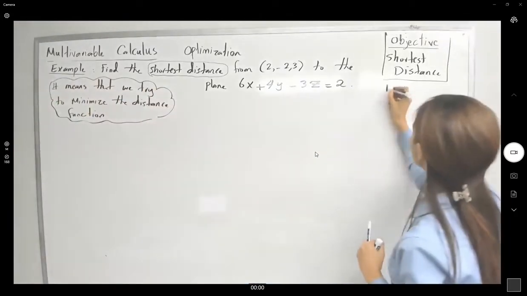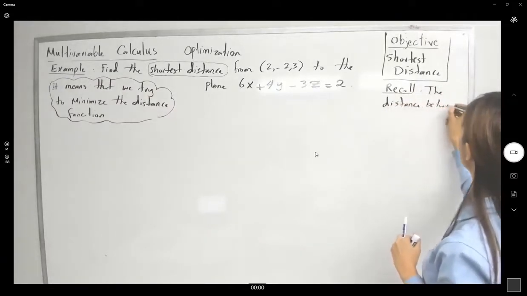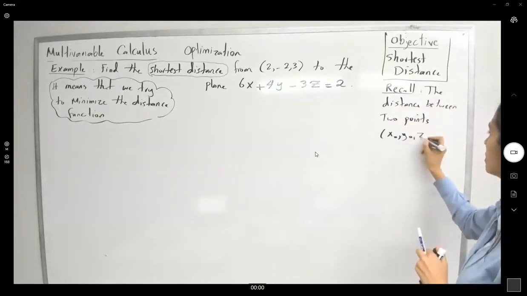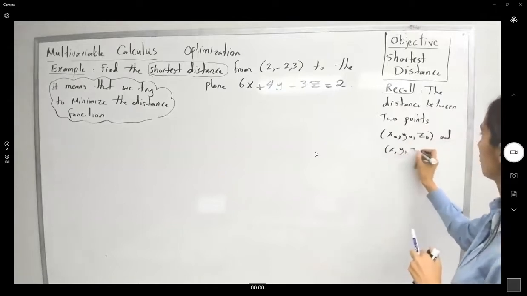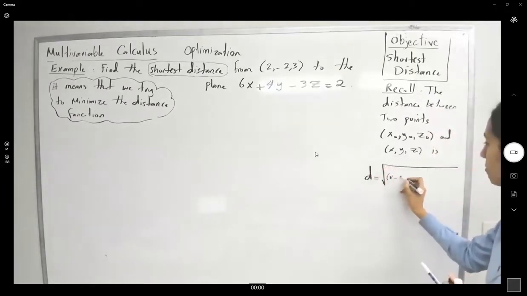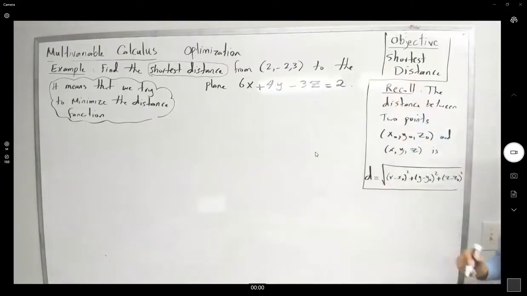Recall. The distance between two points, like x sub 0, y sub 0, z sub 0, and another point like x, y, and z, is denoted by d equals the square root of x minus x sub 0 squared plus y minus y sub 0 squared plus z minus z sub 0 squared. This is what we know from pre-calculus.